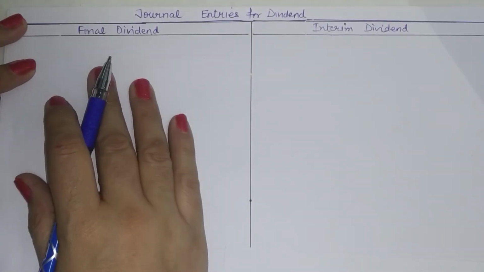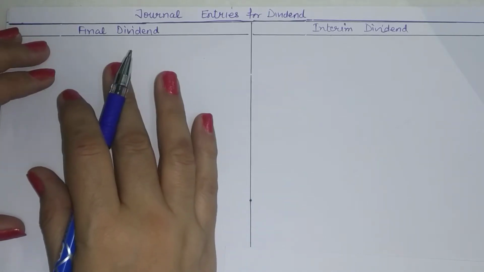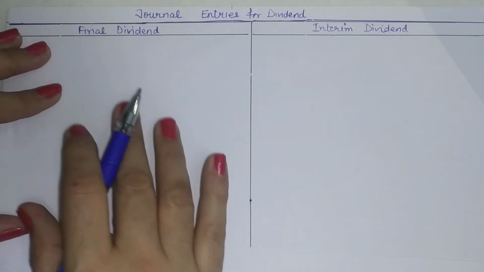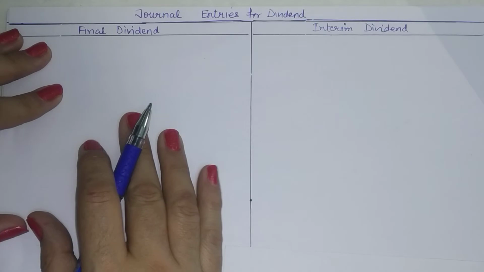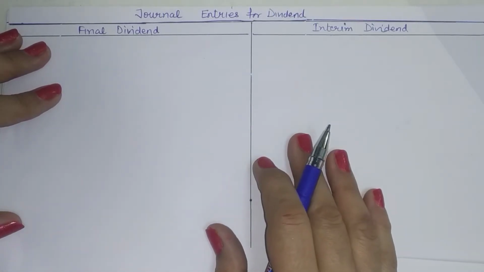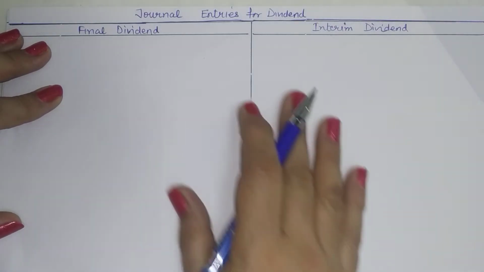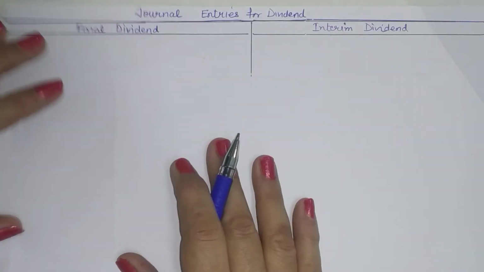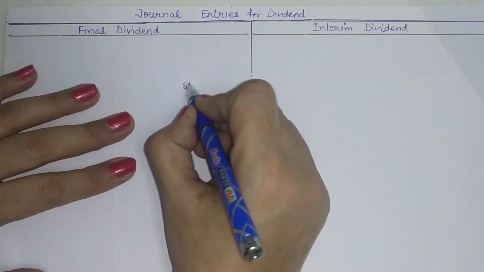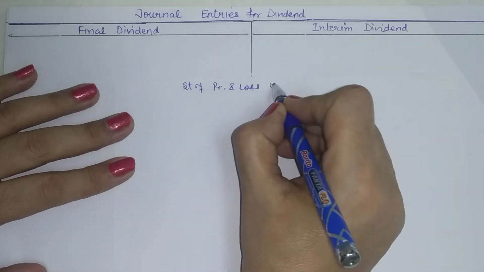Now let us start with the final dividend first. Now when the company is paying dividend finally at the end of the year, it automatically implies that company has already calculated its surplus, which is after tax, and that surplus is now transferred to surplus account. Just remember the statement of profit and loss of the company.